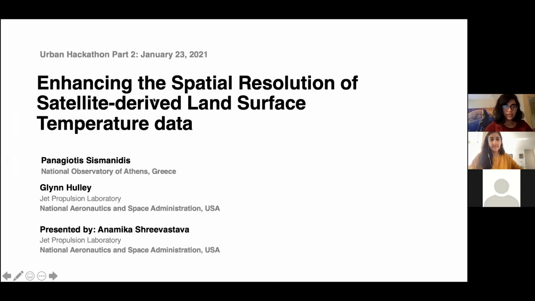So here today we are talking about enhancing the spatial resolution of satellite-derived land surface temperature data. Basically, the idea is we have ECOSTRESS, which is at 70-meter resolution, and it offers a great temporal resolution of observations, but the spatial resolution is 70 meters. A few years ago, I would have said 70 meters is more than enough. I mean, who are we kidding? 70 meters at a city scale is so much more than we need to see at this point.